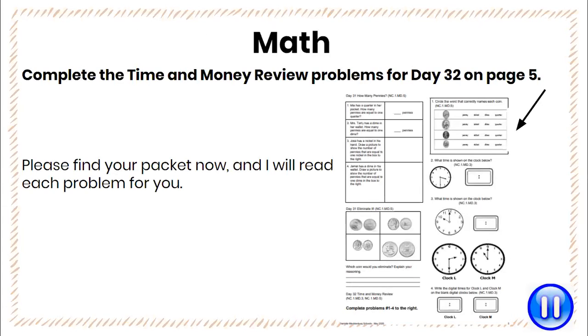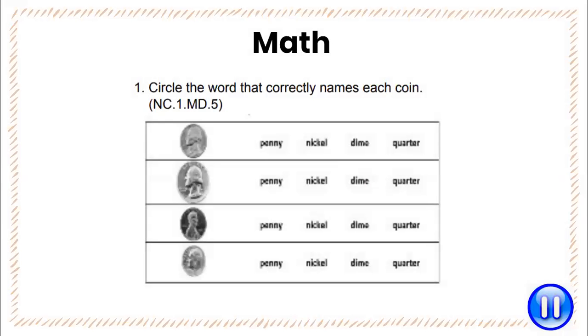In math, you will continue math by completing the time and money review problems for day 32 on page 5. Please find your packet now, and I will read each problem for you. You may pause and get your packet. Now that you have your packet, let's look at number 1. Circle the word that correctly names each coin. Look at each picture and circle the name that matches it. Is it penny, nickel, dime, or quarter? Pause the video and finish number 1.